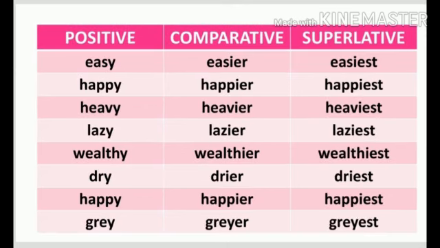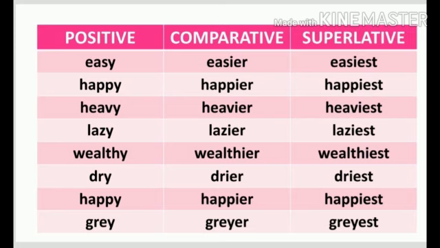So now we have some more adjectives. Look at the word easy. It ends in Y and has a consonant immediately before it. So here Y changed into I before adding ER and we get the comparative degree, that is easier. And Y changes again to I and we add EST, so it becomes easiest and we get the superlative degree. Similarly, we have happy, happier, happiest, heavy, heavier, heaviest, and so on.